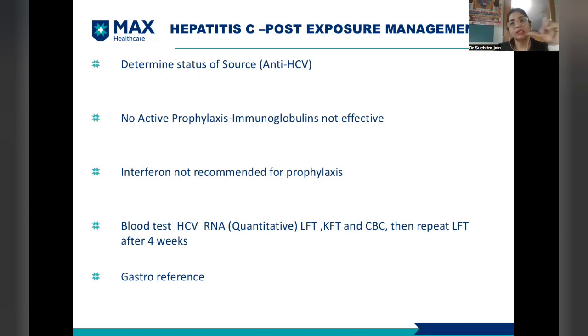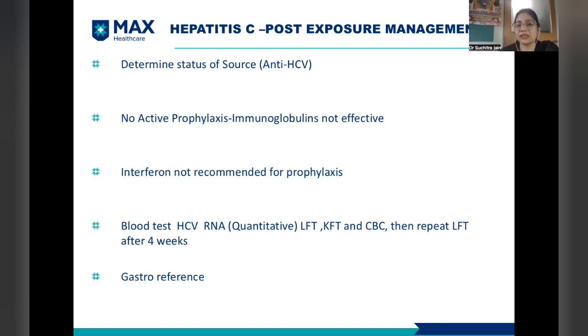In the same way, we will also take a sample from the healthcare staff who has got the needle stick injury. So we will take the patient sample and also the sample of the person who got the needle stick injury, and both HCV RNA tests will be sent to a reference lab, or if you have a lab, you will do it there. Since no active prophylaxis is available, no immunoglobulins are recommended in this case, not even interferons, because they have seen that they bind at a level where interferons will not have much use against HCV.